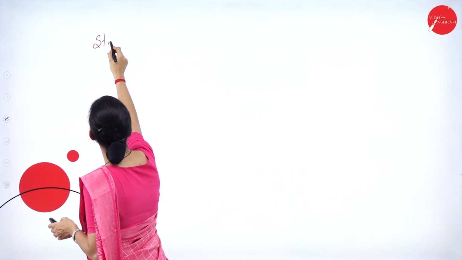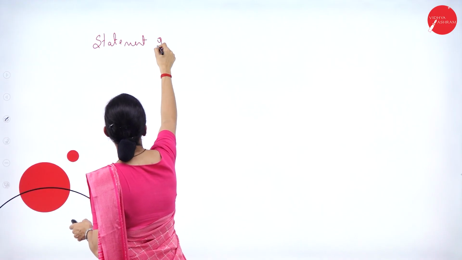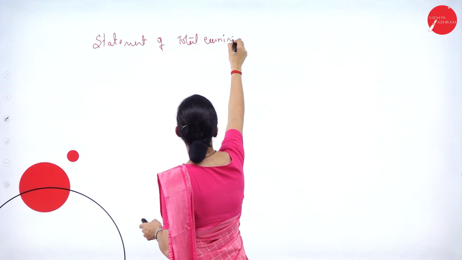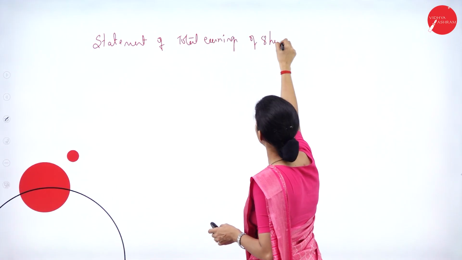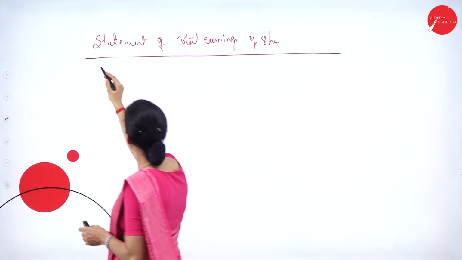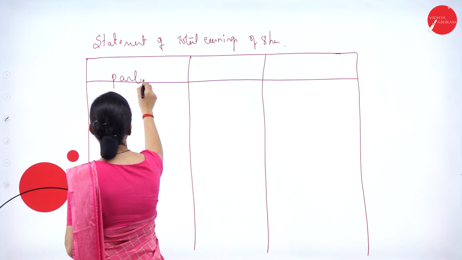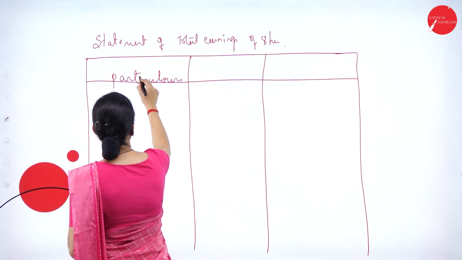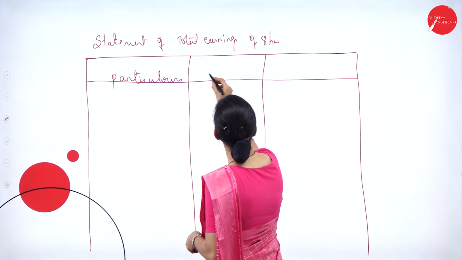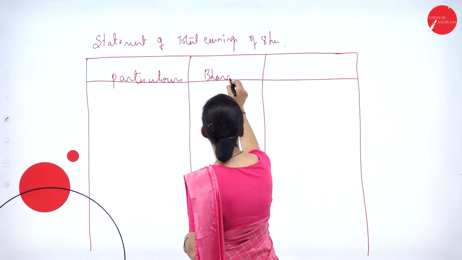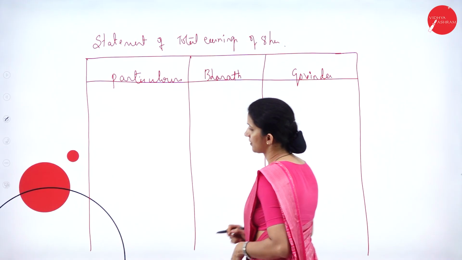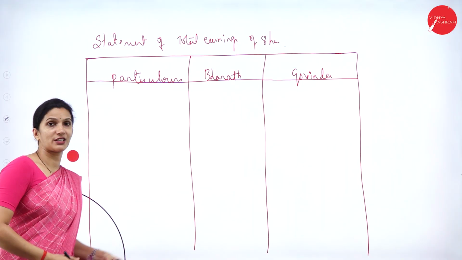Next we'll take the statement of total earnings for 8 hours. Here we have 2 workers, Bharat and Govinda. So we are simultaneously calculating the total wages of both the workers.